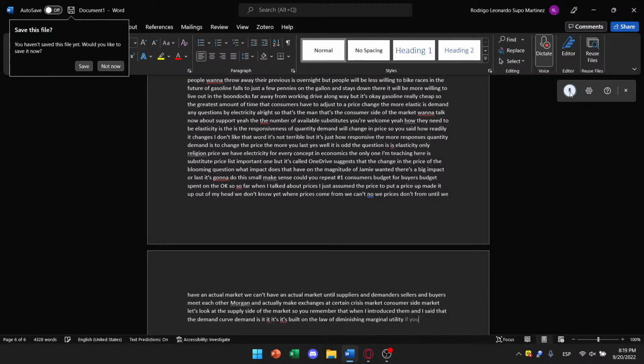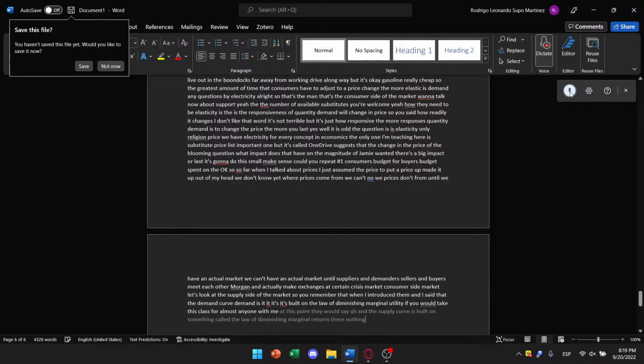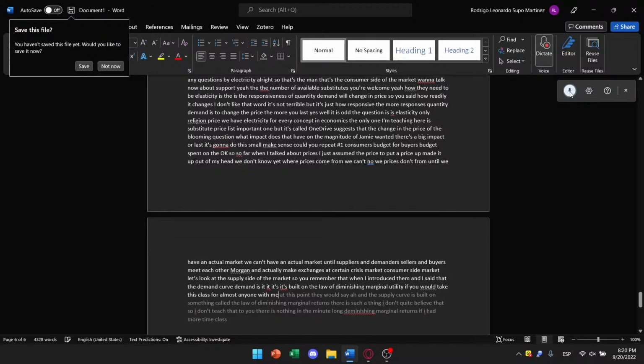If you were to take this class to almost anyone but me, at this point they would say, and the supply curve is built on something called the law of diminishing marginal returns. There is such a thing. I don't quite believe that, so I don't teach that to you. If I had more time in this class, I would teach you the law of diminishing marginal returns.